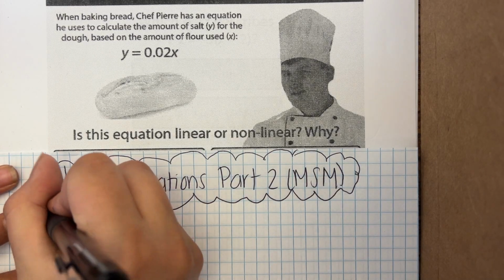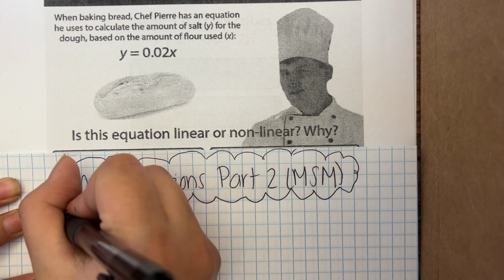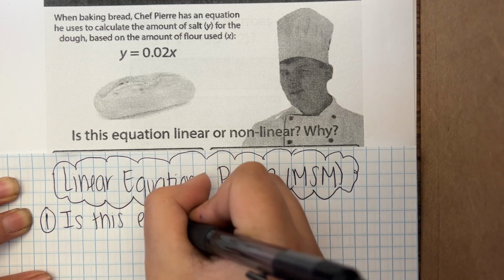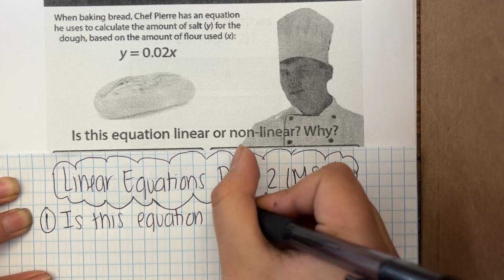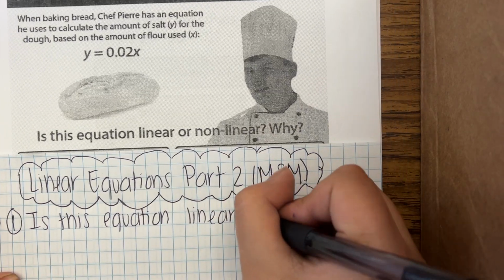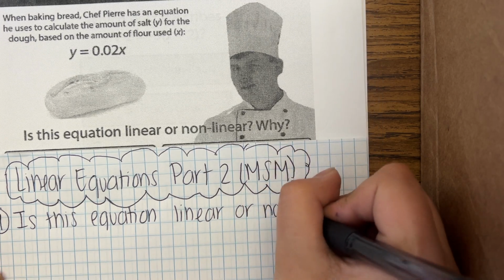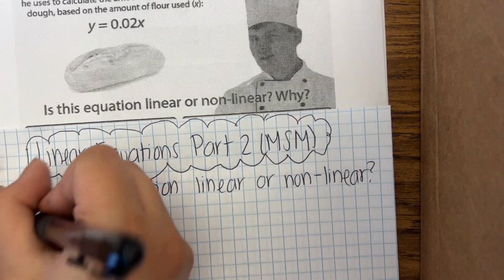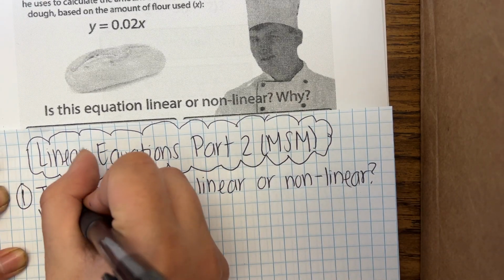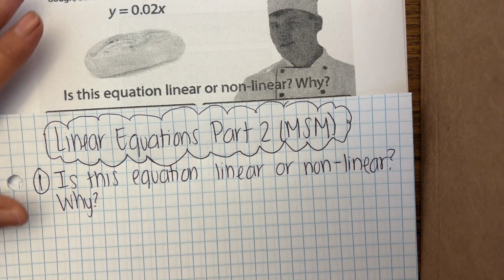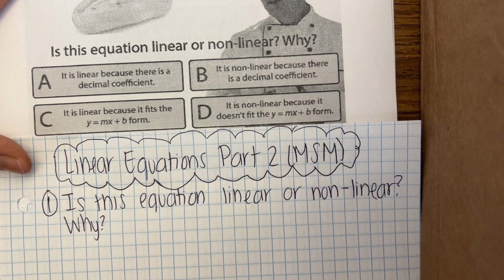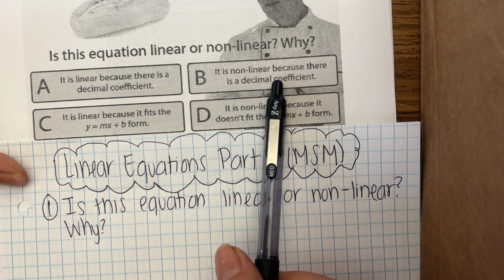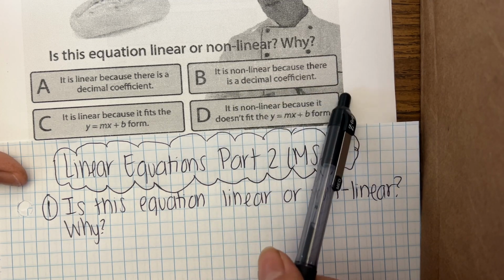So on your paper, you're going to write question 1, and you're going to put, is this equation linear or nonlinear? Okay. And why? Okay. So here are the options. We have it is linear because there is a decimal coefficient. It is nonlinear because there is a decimal coefficient.